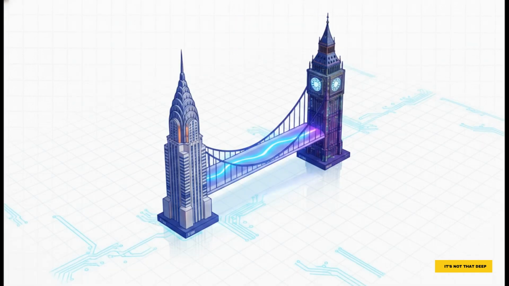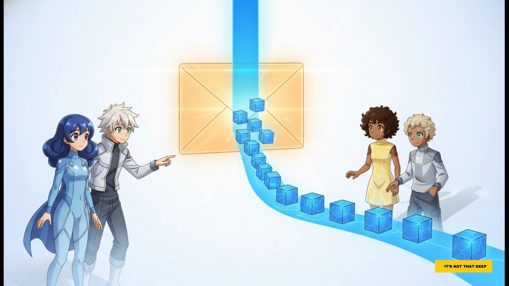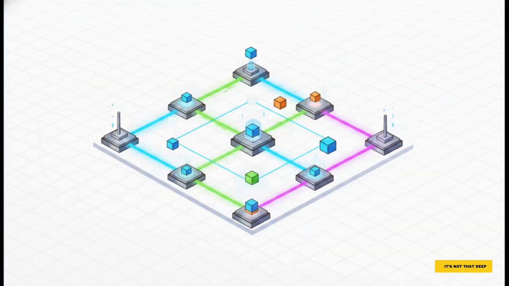Layer 5, Session. This one steps in to securely establish and manage the connection between players. Layer 4, Transport. It chops your message into reliable packets so no critical battle stats get dropped. Layer 3 is Network. It slaps on IP addresses, routing packets through the internet's vast digital landscape.